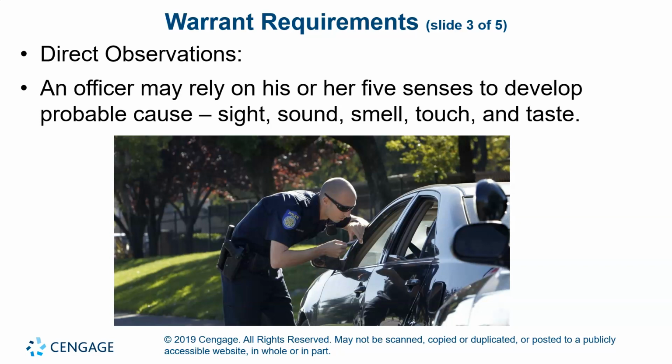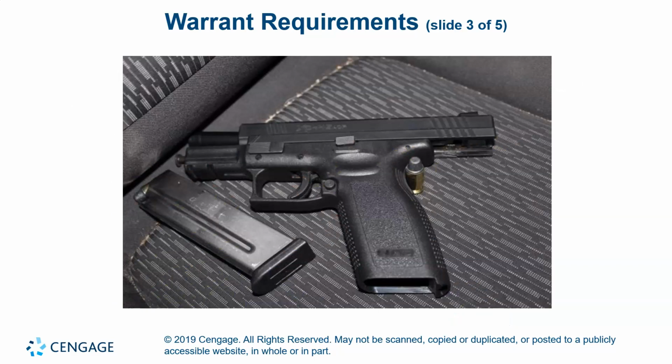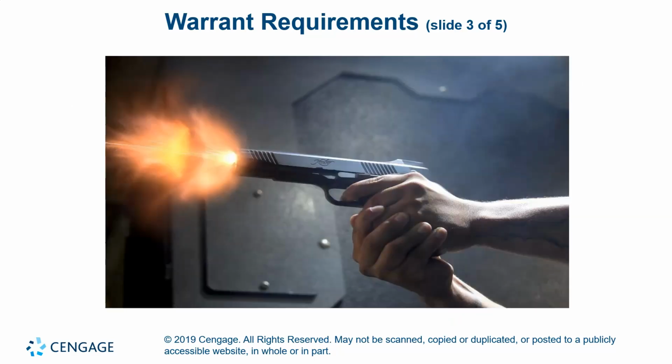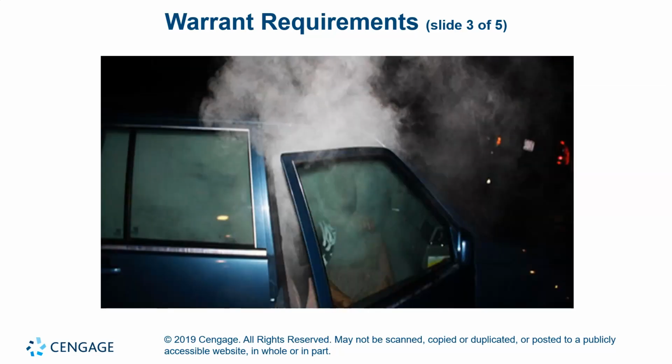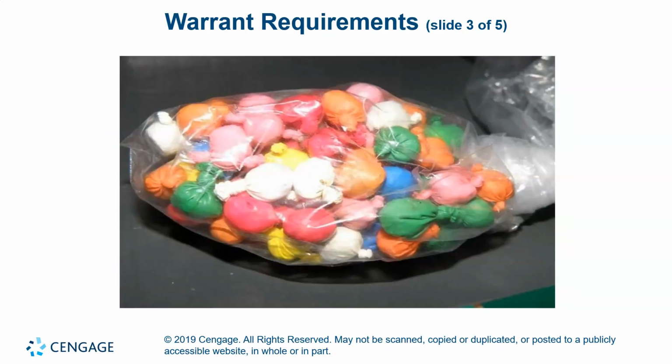Direct observations are typically kind of the best, and an officer may rely on his or her five senses, if you will, to develop that probable cause. And it could be sight, sound, smell, touch, or even taste. And so it could be, I see the gun. So what you see. It could be sound. It could be gunshots. It could be other types of sound. It could be what you smell, if you will. It could be the feel of something.